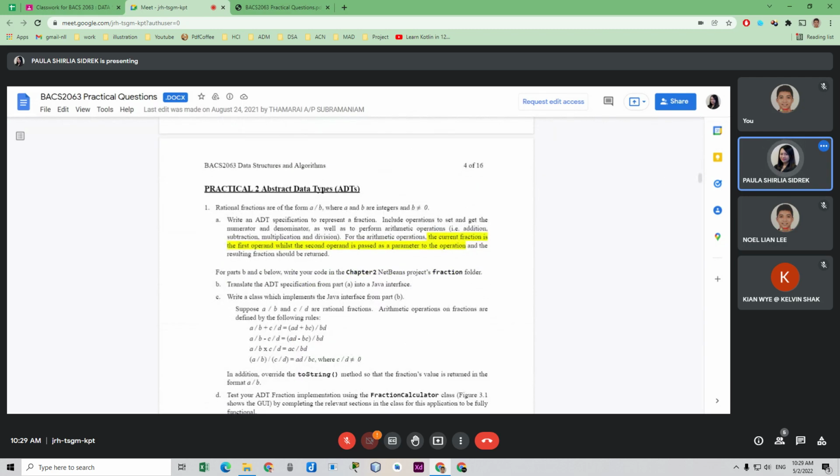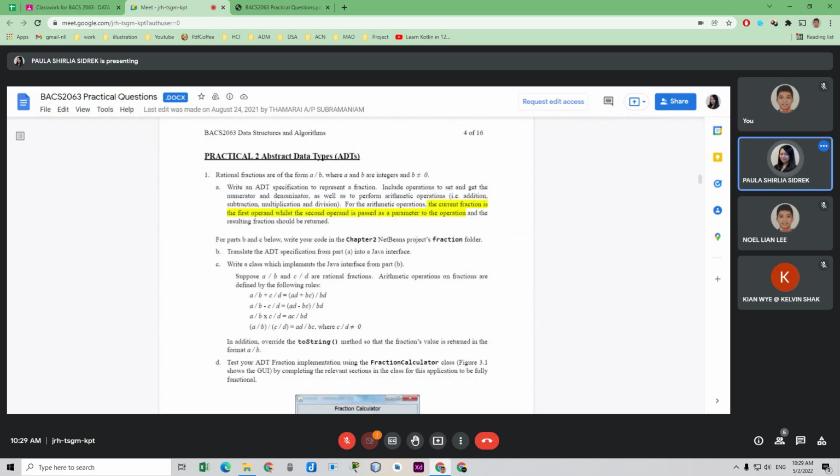Here is practical number 2, just briefly to show you what we have in practical 2, abstract data types. Number 1, A: a rational number has the form A over B, where A and B are integers and B is not equal to 0. Write an ADT specification to represent a fraction. Include operations to set and get the numerator and denominator, as well as perform arithmetic operations.